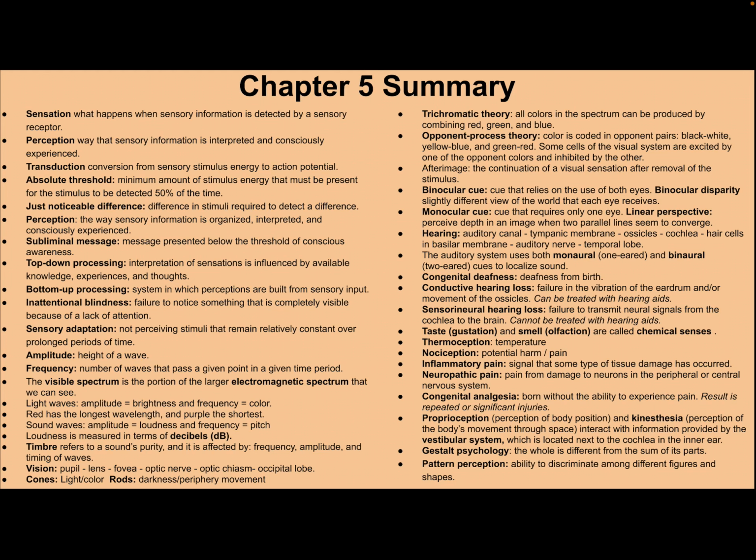Vision starts when the light wave goes through the pupil hole, is focused by the lens on the fovea, then processed down the optic nerve into the optic chiasm and lands up in the occipital lobe of our brain, where we perceive the sight.